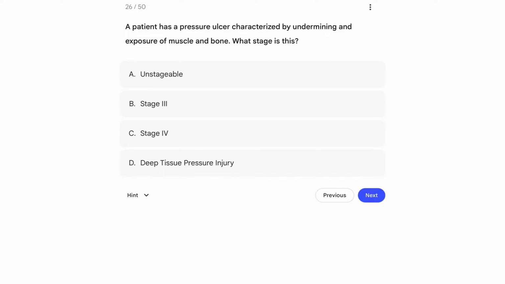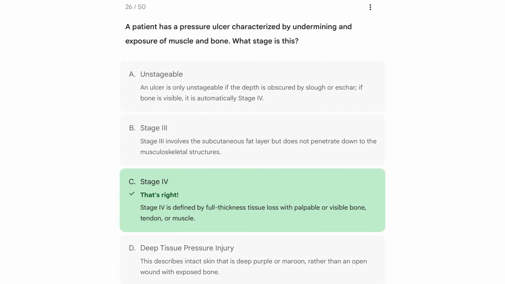Okay, any others? Last bench, yes. Option D, deep tissue pressure injury. Okay, next, option C. Who will say option B? Option B. We will see. Option C is the right answer.